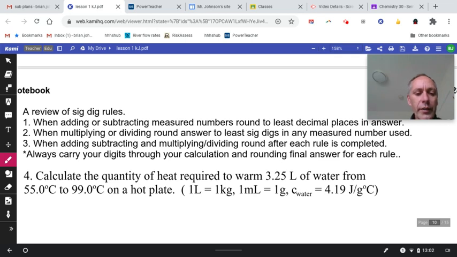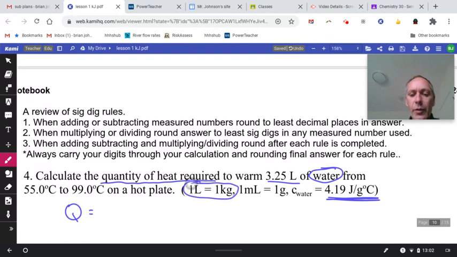Calculate the quantity of heat required. And what's the substance? Water. Okay, so we need its specific heat capacity, which is right there. And this is interesting, they give us liters. Remember, 1 liter is the same as 1 kilogram, so that can become 3.25 kilograms of water. Because mass is in kilograms, I'm going to make my specific heat capacity kilojoules per kilogram degrees Celsius.